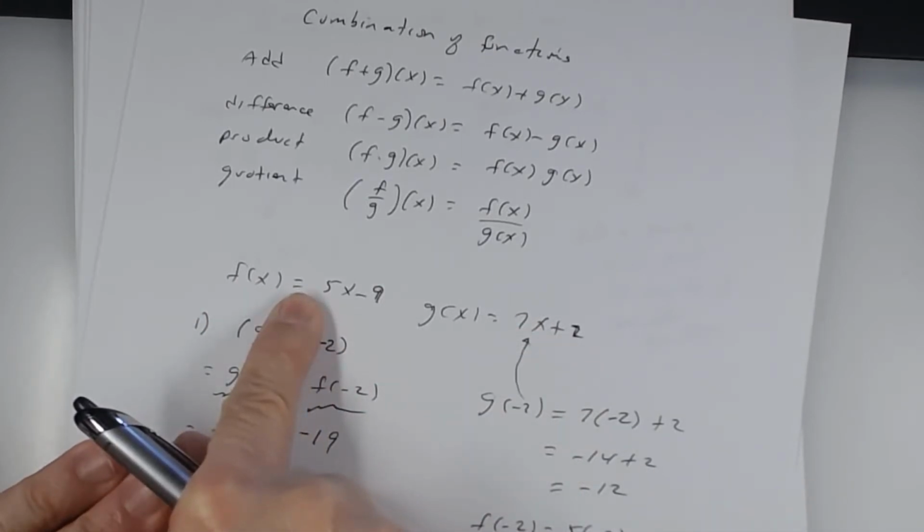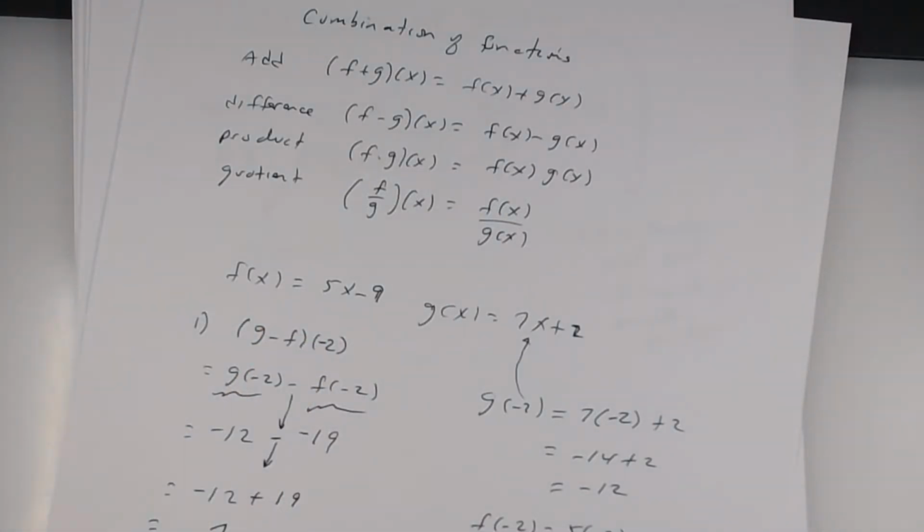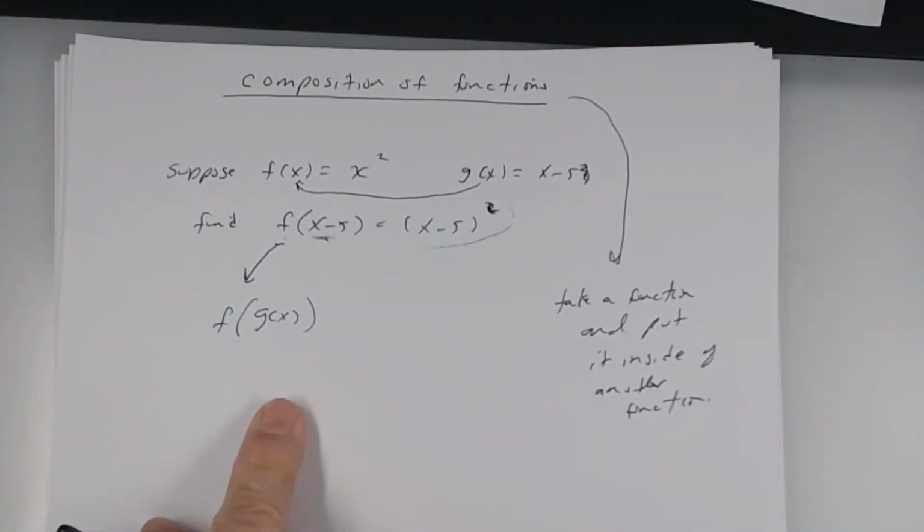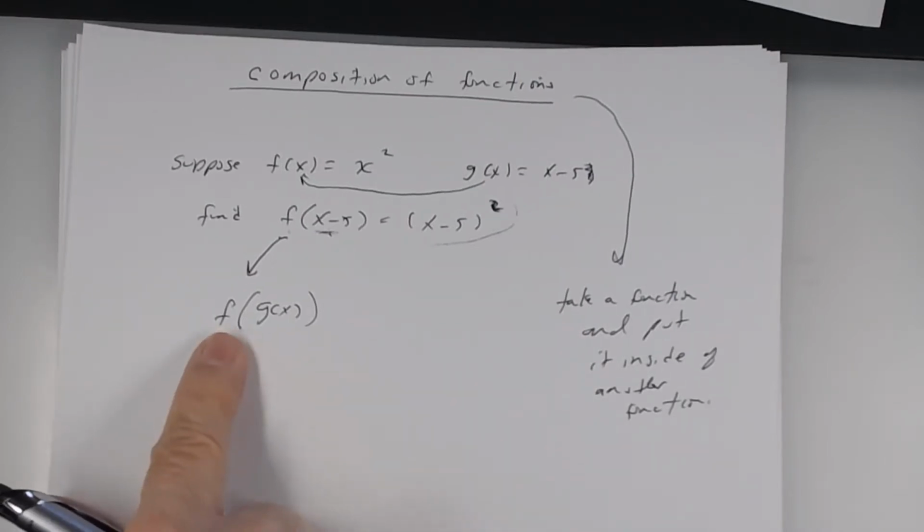Okay? So combination is where you add, subtract, multiply, divide. Composition is where you take a function, put inside of another, which you've been doing. You just didn't know that you were taking a function, put inside of another. But that's how it looks, though. That's that new notation you got to be aware of.